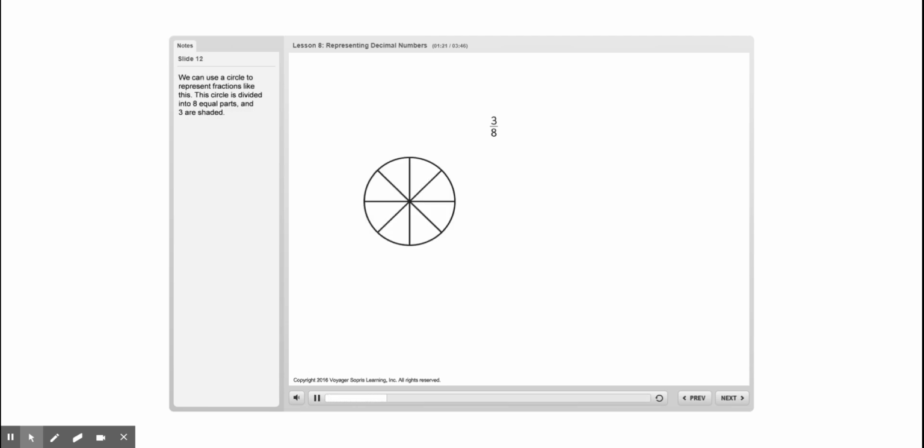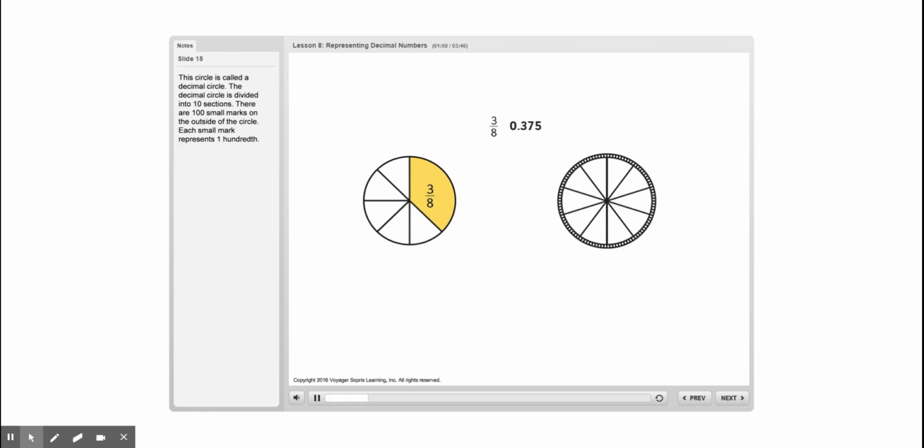We can use a circle to represent fractions like this. This circle is divided into 8 equal parts, and 3 are shaded. This circle represents the fraction 3/8. We can convert the fraction 3/8 into a decimal number by dividing the numerator by the denominator. The equivalent decimal number is 375 thousandths.